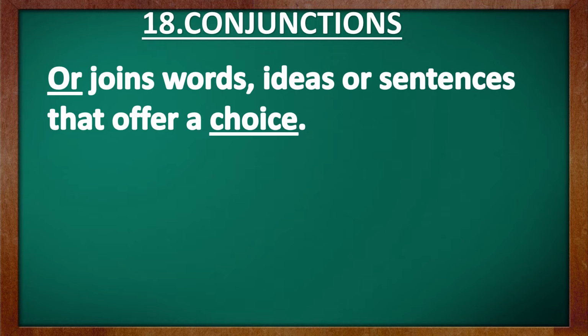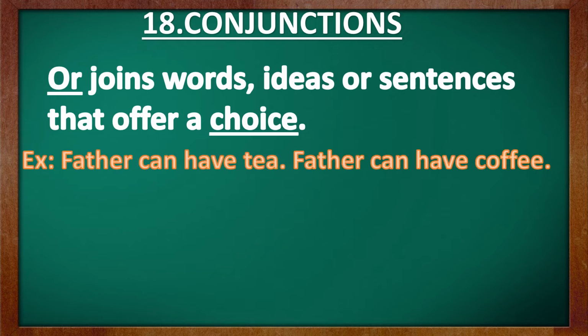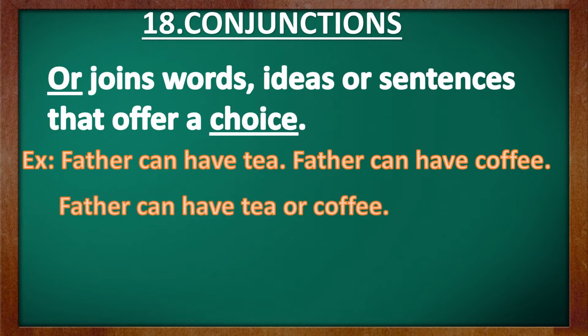Here we have a choice of this or that. Any one item out of the two. Father can have tea, father can have coffee. Here two different sentences can be joined together with the help of or. Father can have tea or coffee. Tea and coffee both are put together with the help of or.